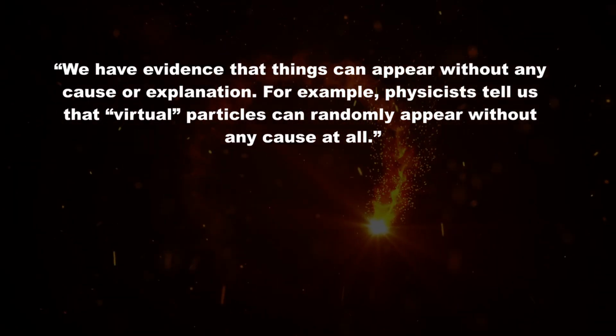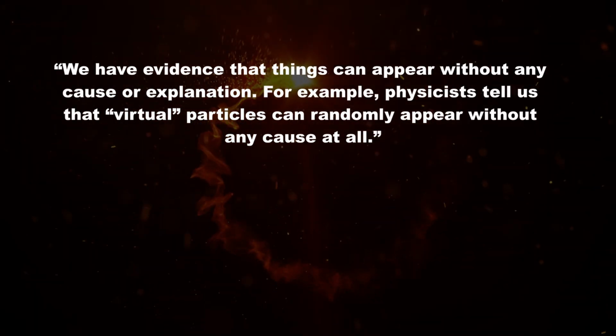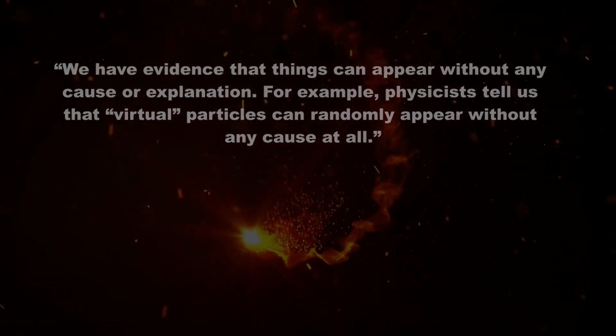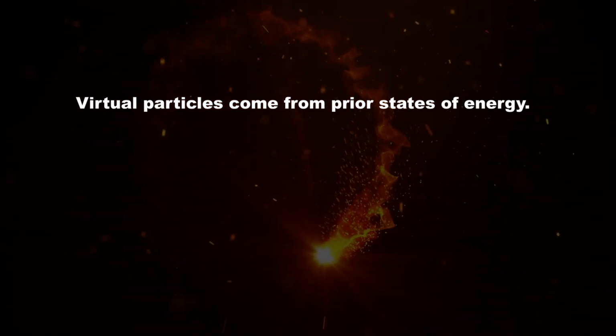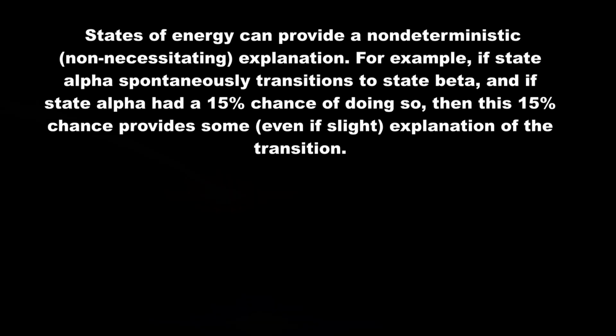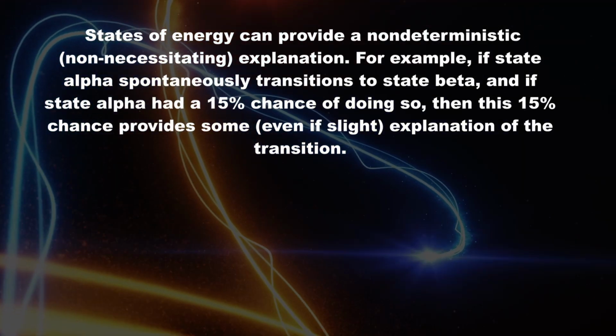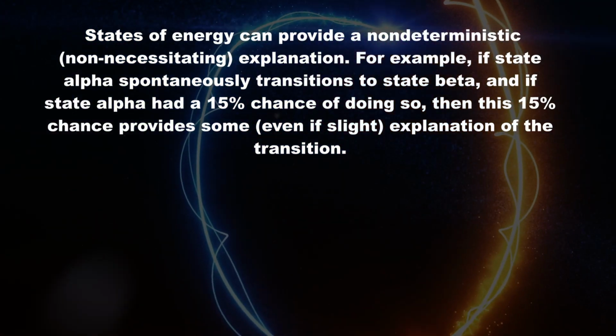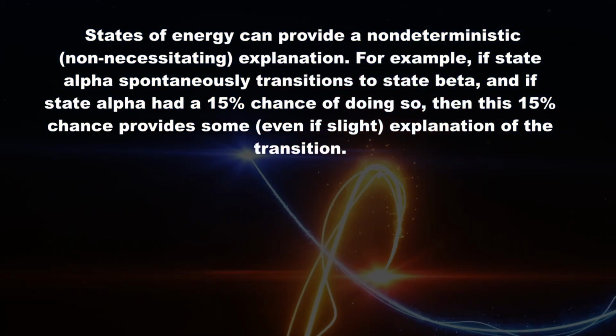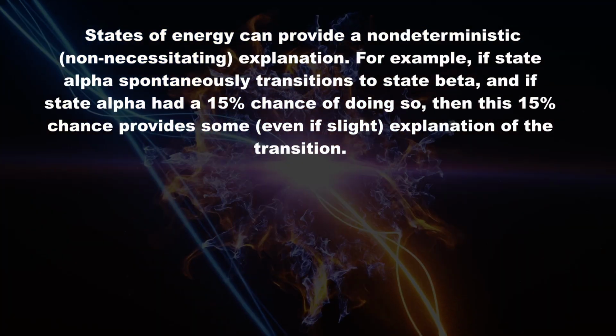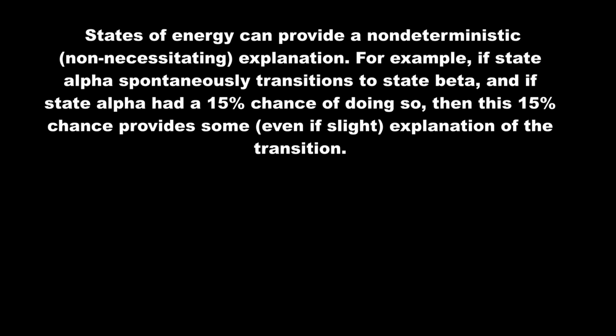Objection 3. Virtual particles. We have evidence that things can appear without any cause or explanation. For example, physicists tell us that virtual particles can randomly appear without any cause at all. In reply, the first thing to note is that virtual particles don't literally come from nothing. Virtual particles come from prior states of energy. Next, states of energy can provide a non-deterministic explanation. For example, if state alpha spontaneously transitions to state beta, and if state alpha had a 15% chance of doing so, then this 15% chance provides some explanation of the transition. For the purposes of our arguments, even a slight explanation counts as some explanation.